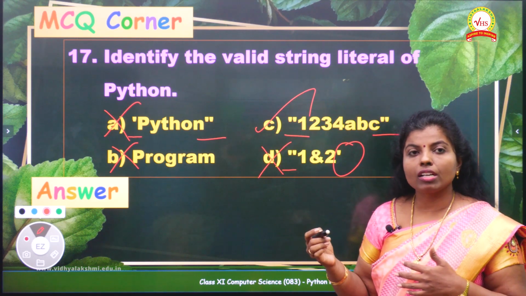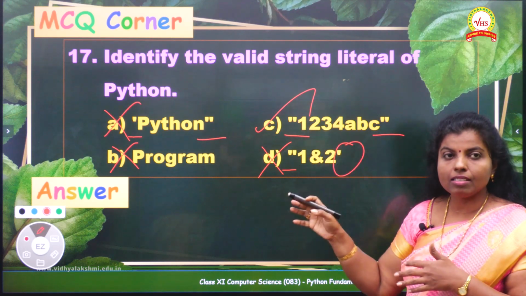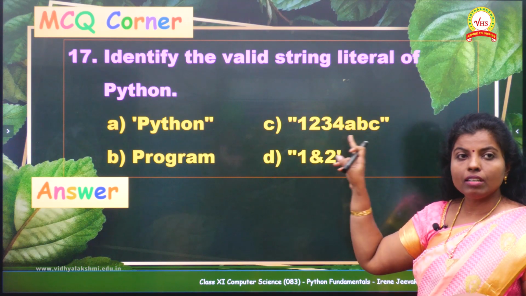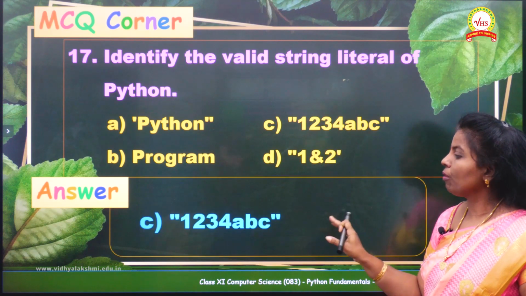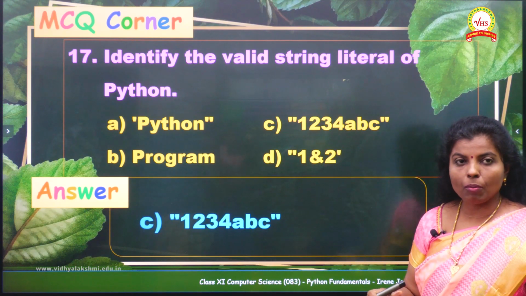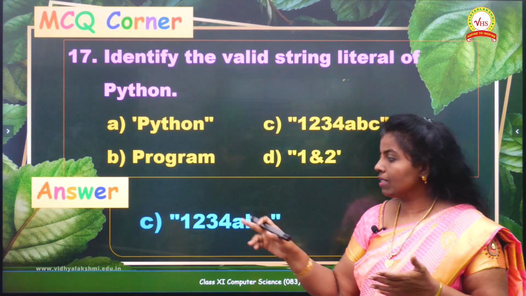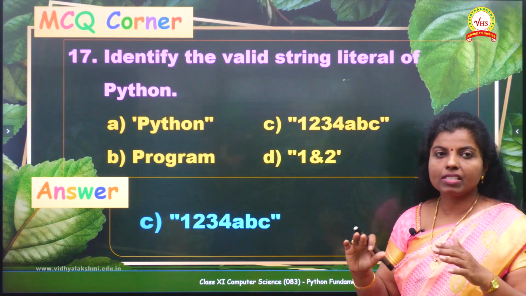So the valid string literal of Python among these options is option C, which is within double quotes: 1, 2, 3, 4 ABC. So the string literal must start and end with the same kind of quotes.